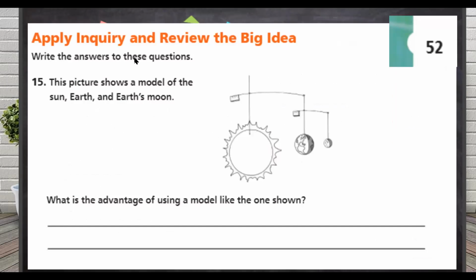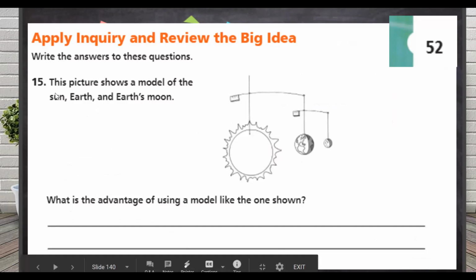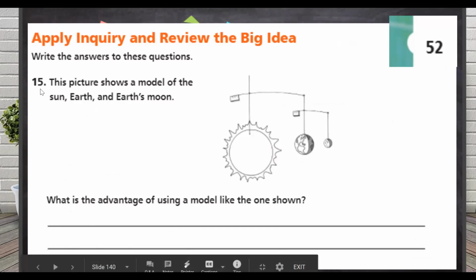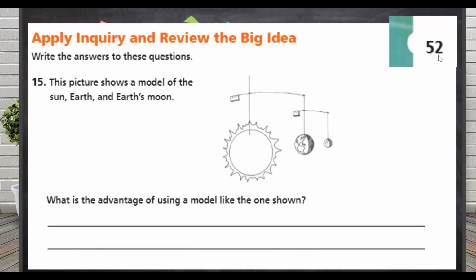All right. Apply, inquiry, and review the big idea. So here we are going to discuss together what we understand and what we took in Unit 1, okay? I want you to write the answers to this question, 15, and the page number is over here, 52. This picture shows a model of the sun, earth, and Earth's moon. This is the sun, this is the earth, and this is the moon.